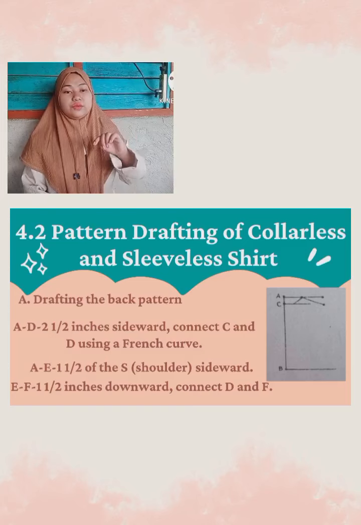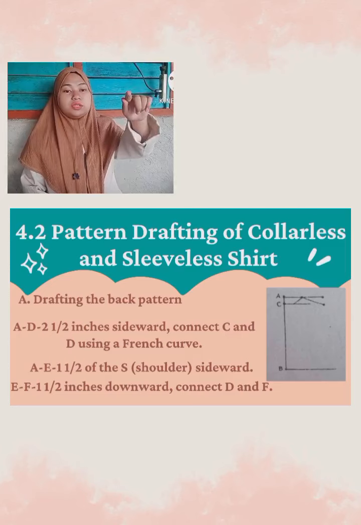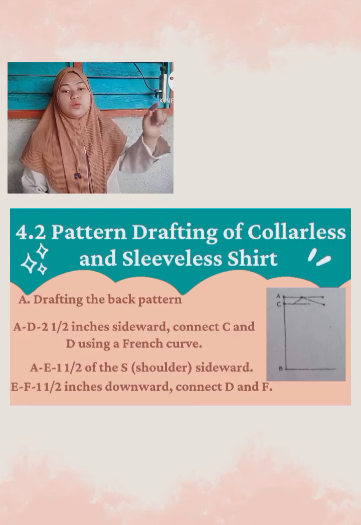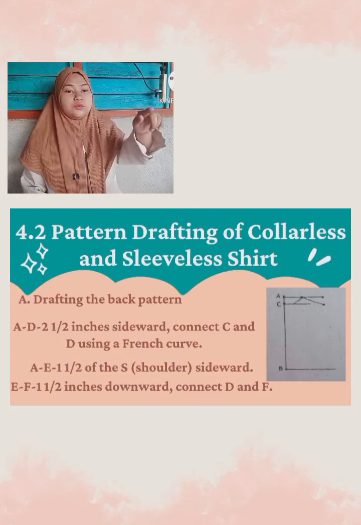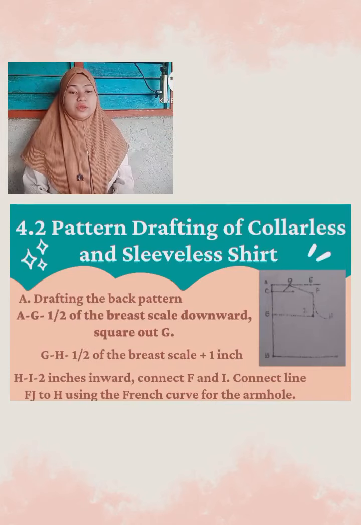So the French curve, okay? Then since we know the C, all we need to do is trace the D, which is here. So this here, D. Then we come here for the F. So A and E, which is 1.5 inch of the shoulder sideward, sideward here, here. Then A to G, which is 1/2 inch of the breast scale downward, square out G.